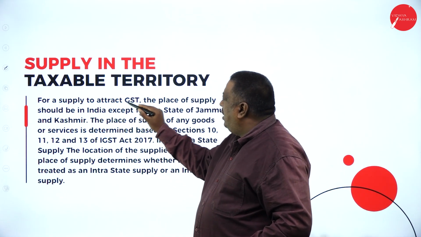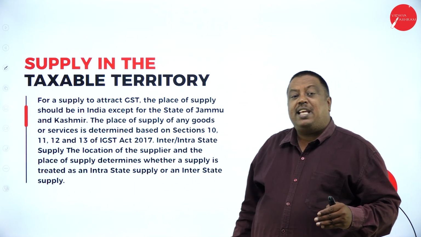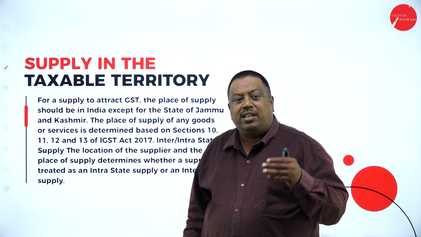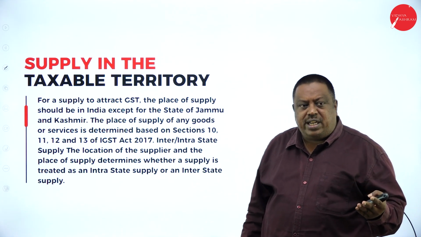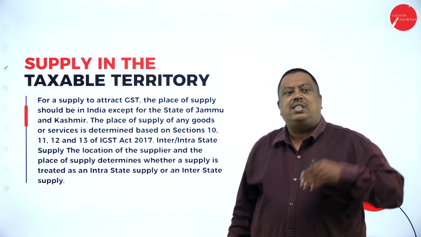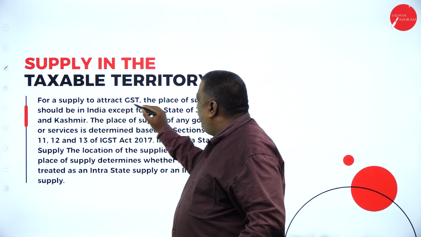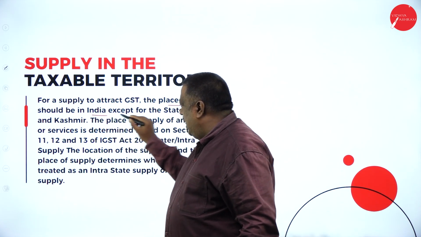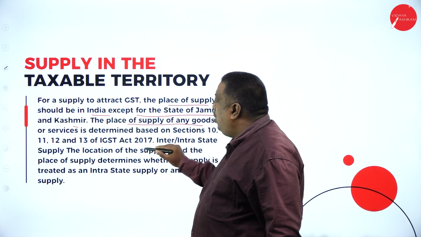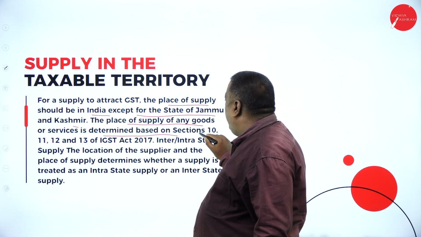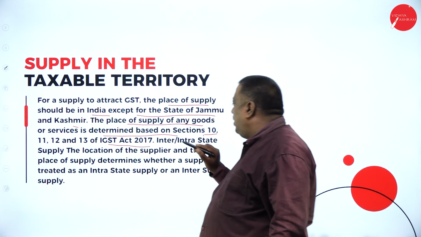For a supply to attract GST, the place of supply is very important. From which place the goods have been supplied is important. For example, if it is within the state, it is called intra. If it is outside the state, it is called an interstate transaction. And for a supply to attract GST, the place of supply should be in India, except for the state of Jammu and Kashmir. The place of supply of any goods or services is determined based on sections 10, 11, 12 and 13 of the IGST Act 2017.